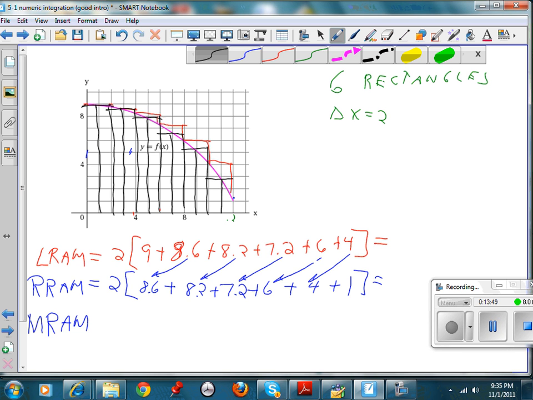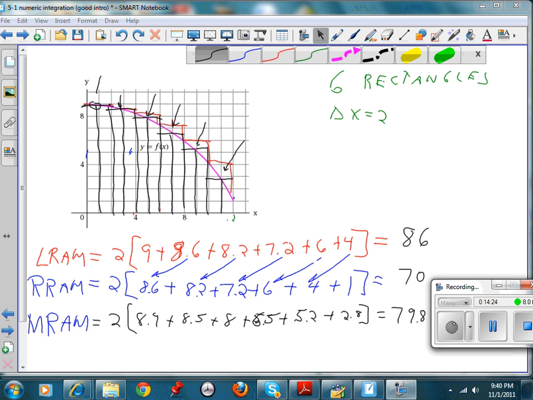Okay, so the midpoint is now going to be 2 times, I've got to figure out what that point is at. Ooh, that's almost at 9. We'll say 8.9. This point here is at 8.5. This point here really looks like it's at 8. And so on.